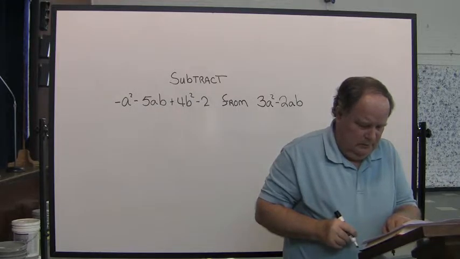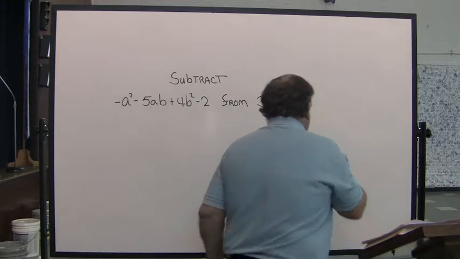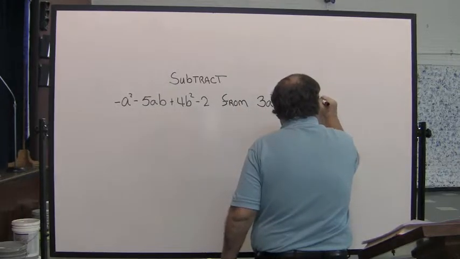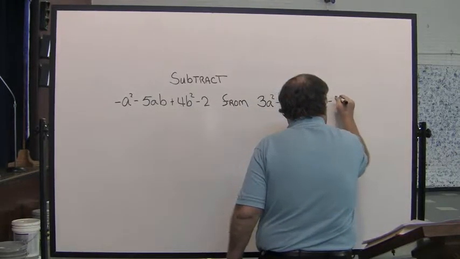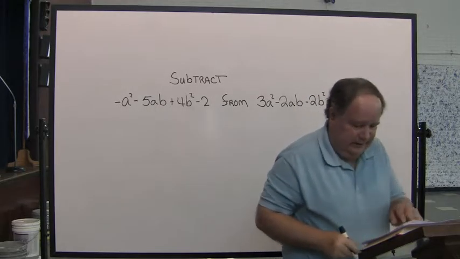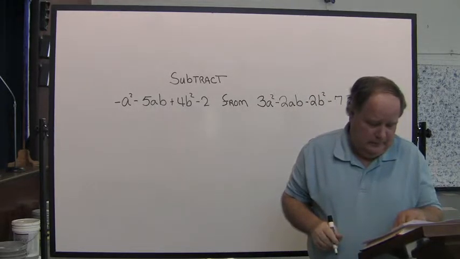Three a squared minus 2b squared minus 7. Minus 2b squared minus 7. Let me just make sure I have that correct. Okay.